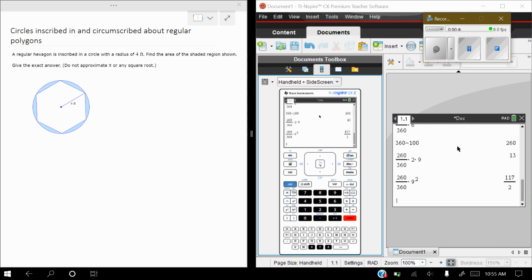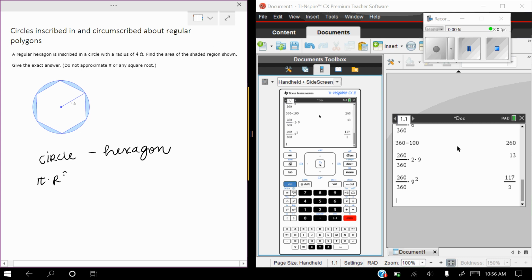All right, so we need to find the area of the shaded region. What I want to do is find the area of the circle and subtract the area of the hexagon. In order to find the area of a circle, I'm going to go pi times the radius squared. And to find the area of the hexagon, I'm going to go 1/2 times apothem times the perimeter. So I'm given the radius in this diagram, but I need the apothem and I need to find the perimeter.